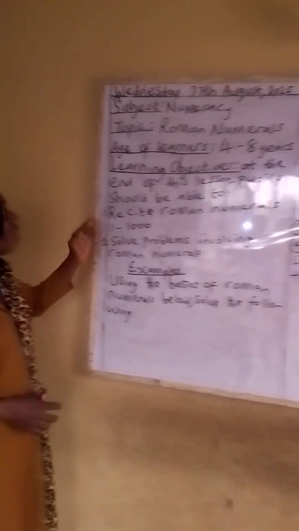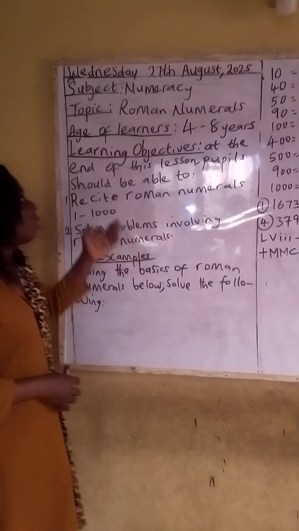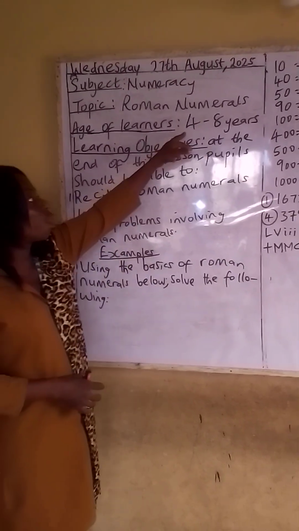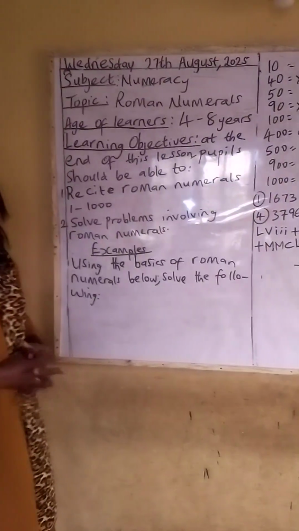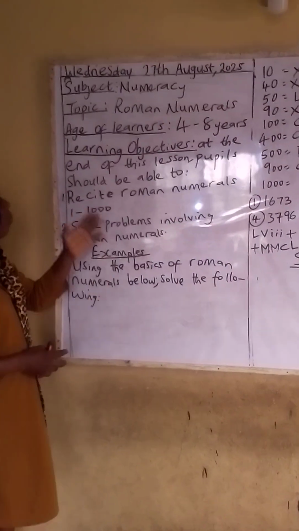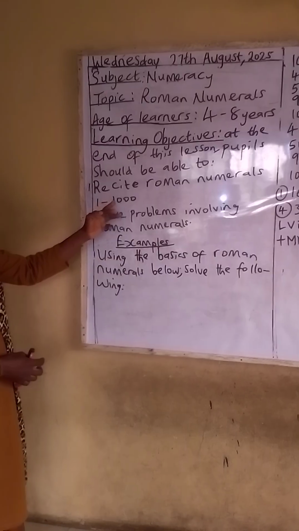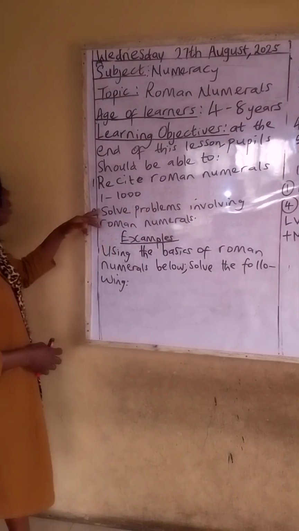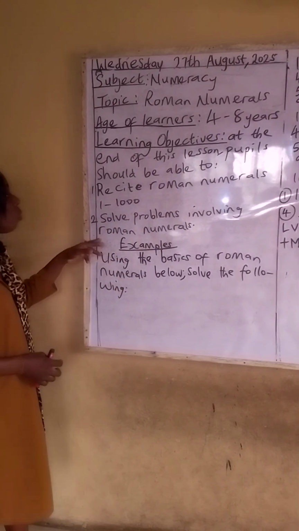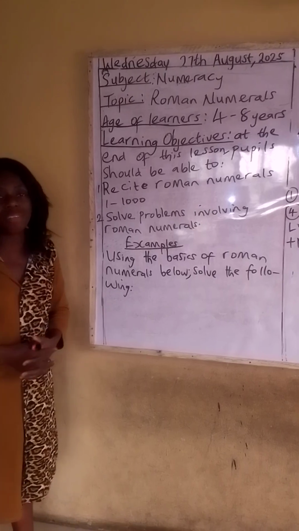Now this topic is for pupils within the ages of 4 to 8 years old. At the end of this lesson, pupils should be able to recite the Roman numerals. We have done this already. And solve problems involving Roman numerals. Let's look at some examples.